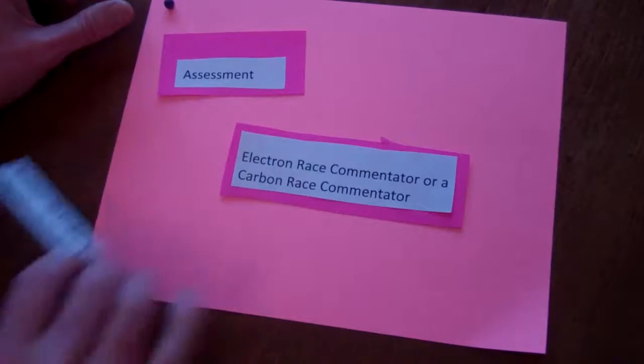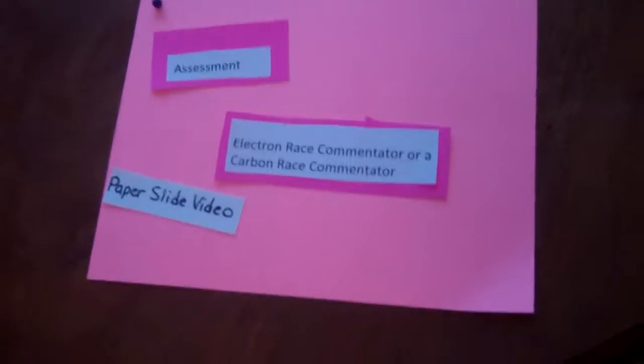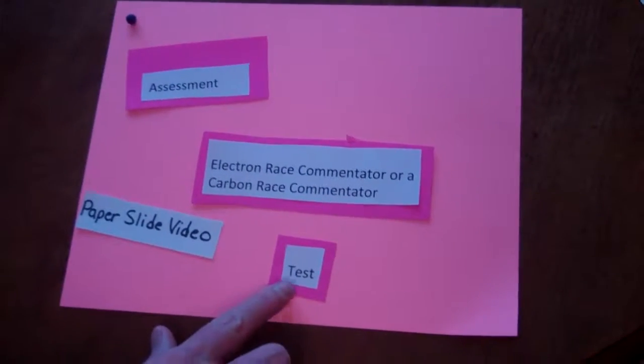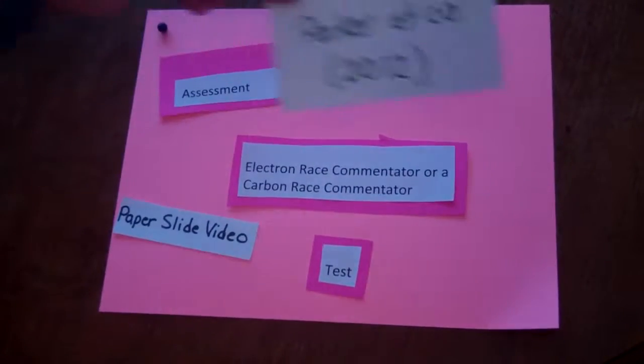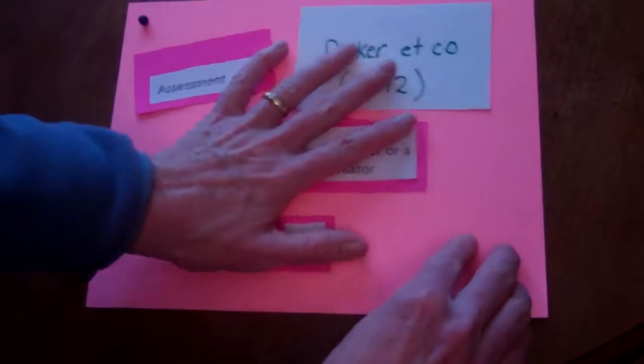So they can pick one of those two different types of assessments, and everyone at the end of the unit will have a test. And I thought I would use the questions that Parker and Co. came up with and see how it goes. That would be their assessment.